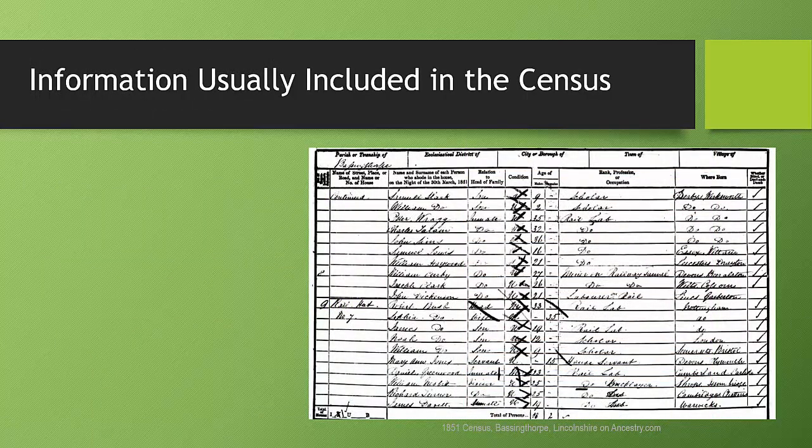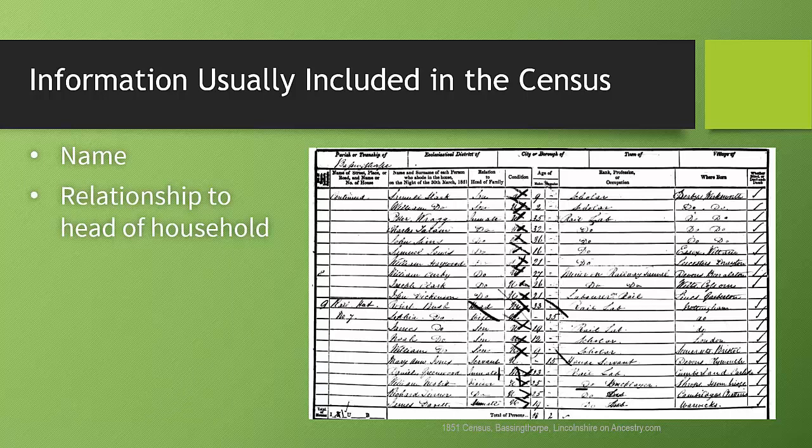Let's look at what you're likely to find on English census records. They typically include the following information: the name of the person being enumerated, their relationship to the head of household, their age, their gender, their occupation, and their birthplace.